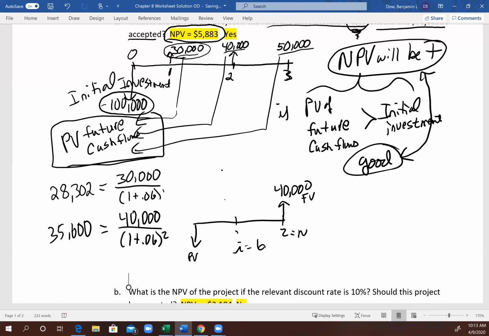Yeah. All right, now what about the $50,000 3 years from now? I'm going to go ahead and erase it. So I found the 30, the 40. Now I need to find the 50.